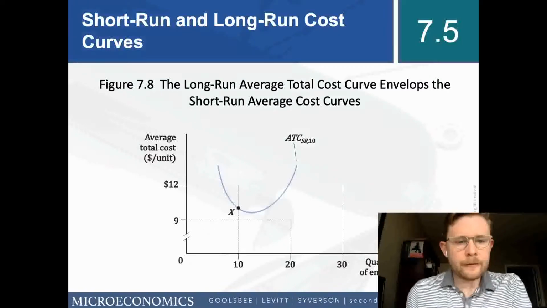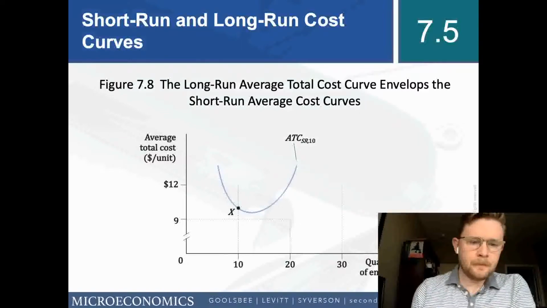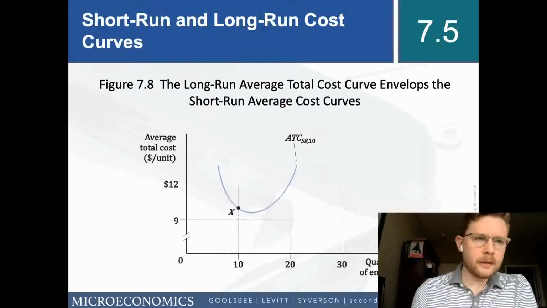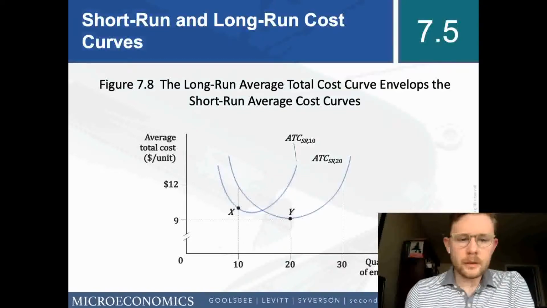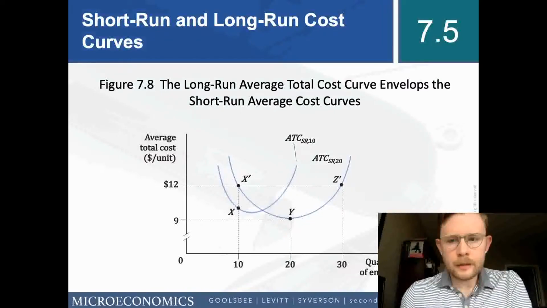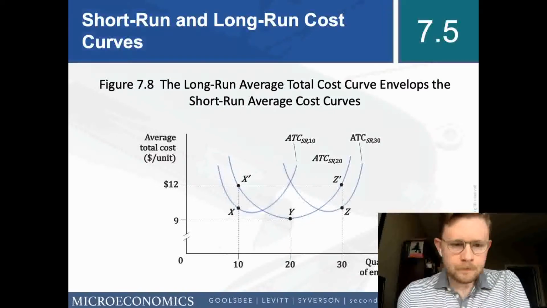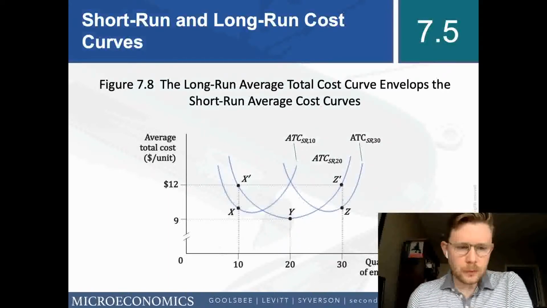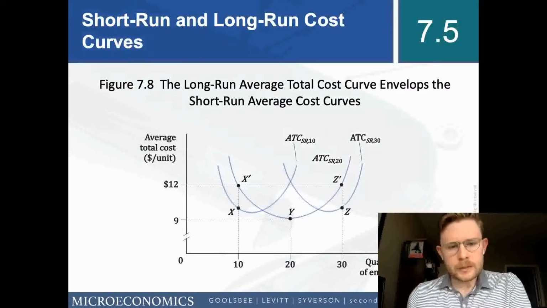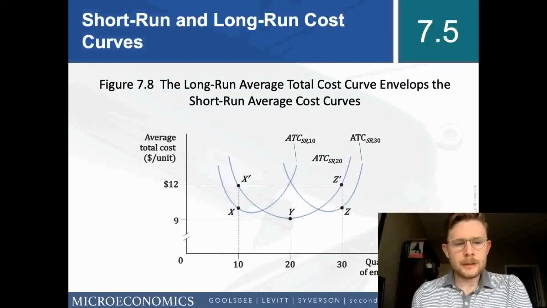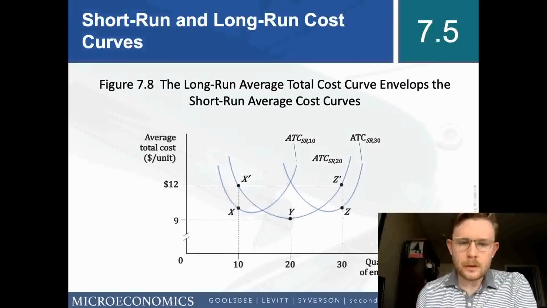So here we have our average total cost curve in the short run when we're using the same example as before. We're just dividing the total cost by the quantity. We're going to do this for our X, our Y, and our Z. So again, at point X, we're producing 10 units. At point Y, we're producing 20 units. And at point Z, we're producing 30 units. You'll also notice that we've included X prime and Z prime here.